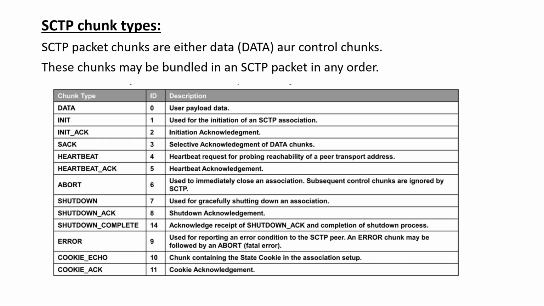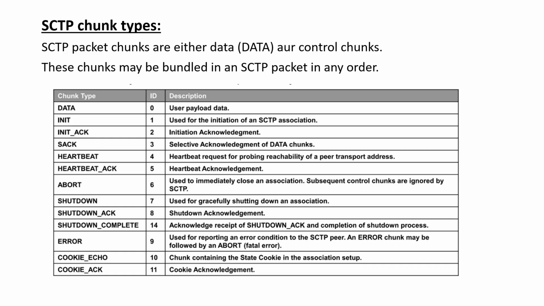SCTP chunk types. SCTP packet chunks are either data or control chunks. These chunks may be bundled in an SCTP packet in any order. So here are the chunk types, their IDs and descriptions. We'll see them one by one. First one is DATA. Here ID is 0, and it carries user payload data.